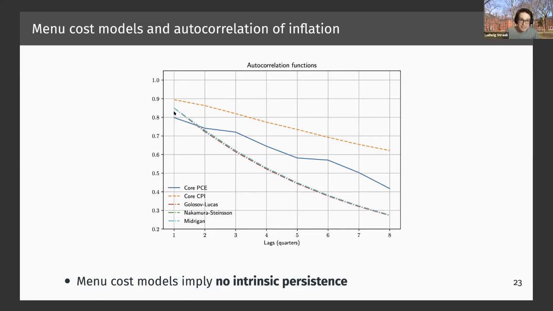And the reason is that none of these models generates intrinsic persistence, because they operate like a Calvo model: they inherit the persistence entirely from the marginal cost process that you put in. And as we saw, that marginal cost process is not going to have enough persistence for inflation. That's why there's too little persistence implied by the models, or too little inertia, if you like, implied by the menu cost models.